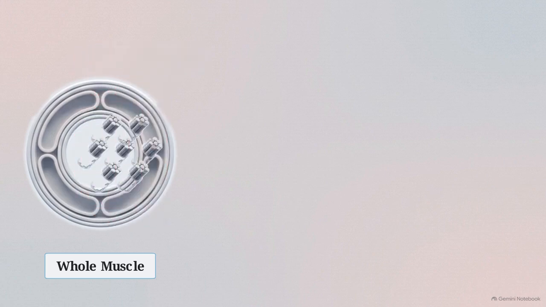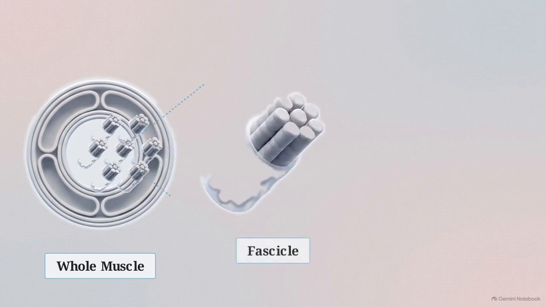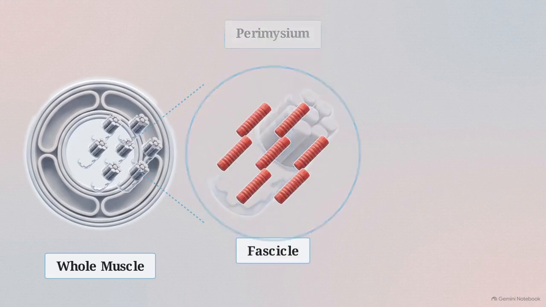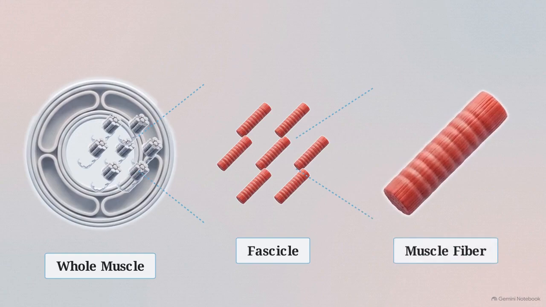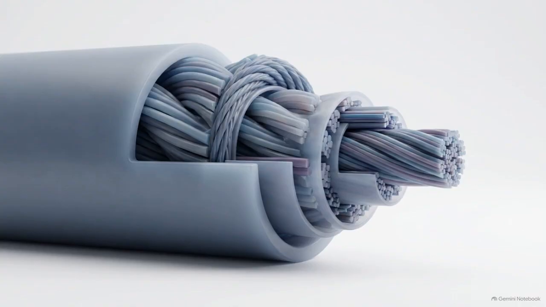This animated diagram shows exactly how those bundles are organized. As we peel away the outer sheath, you can see the internal fascicles. Notice how each layer is wrapped in its own distinct coating of tough connective tissue. This creates a cables within cables architecture.